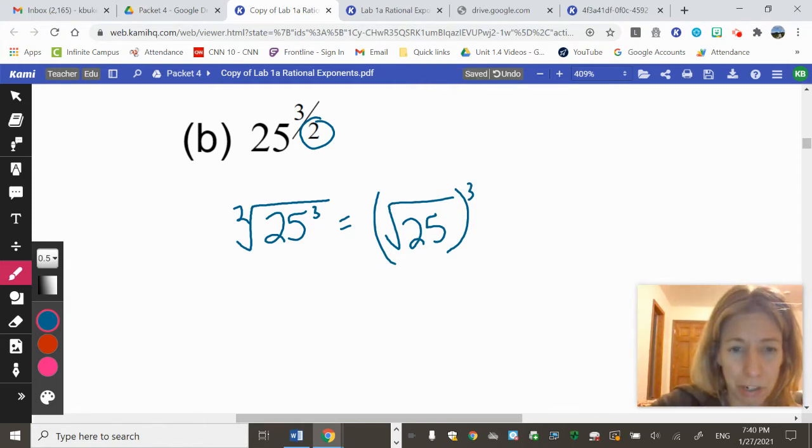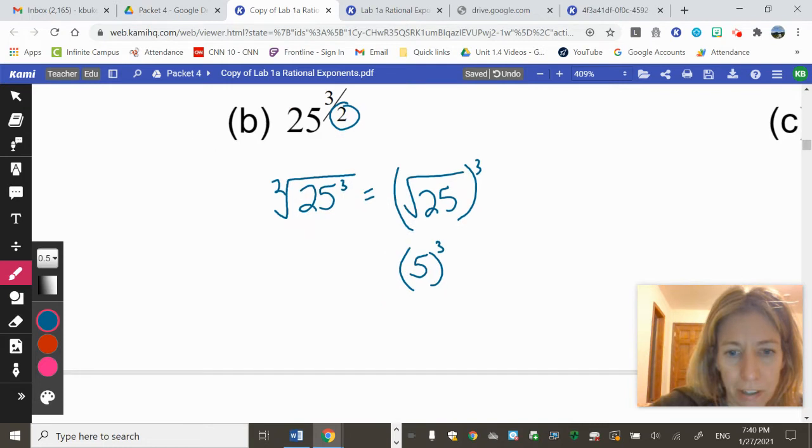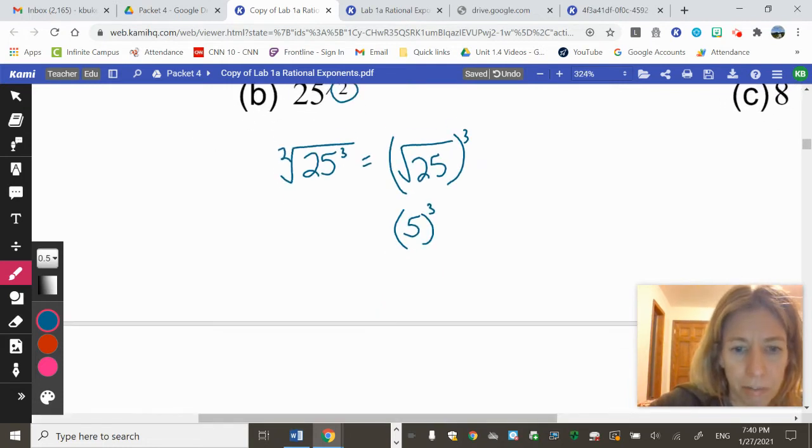I'm going to do the square root first and then cube it, because it's probably easier in this case. Instead of doing 25 times 25, which is 625, and then multiplying that by 25 and taking the square root, we can just do the square root of 25, which is 5, and then figure out 5 to the 3rd power, which is a little easier. So 5 times 5 times 5 equals 125, so this one equals 125.